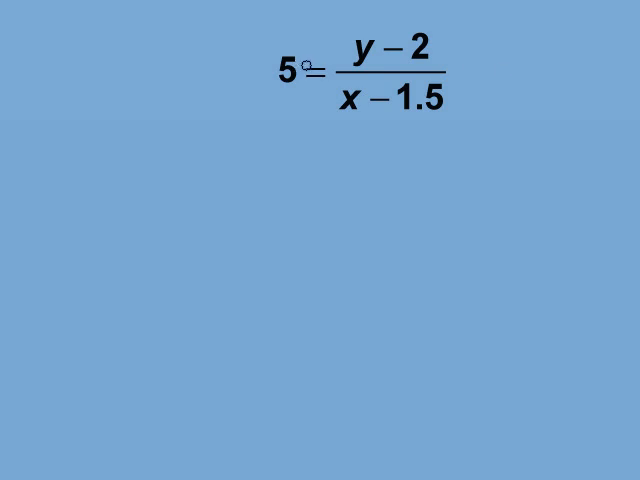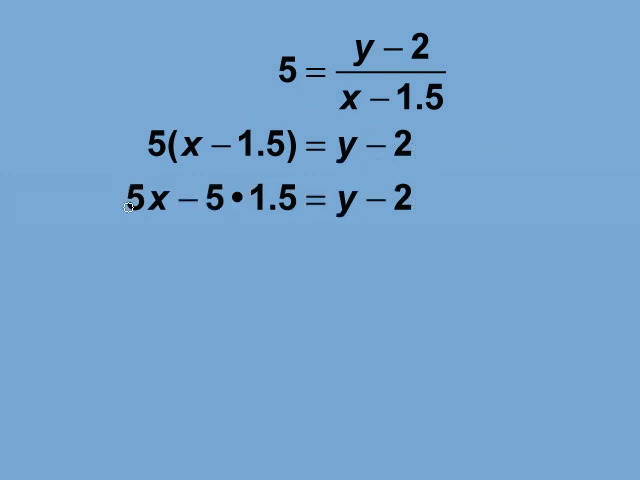5 is equal to the rational expression of y minus 2 over x minus 1.5. We want to rewrite this as an equation of the form y equals the term on the right. To start, we multiply both sides by the quantity x minus 1.5. We get 5 times that expression on the left, and on the right, that expression divides out, so we are left with this equation.